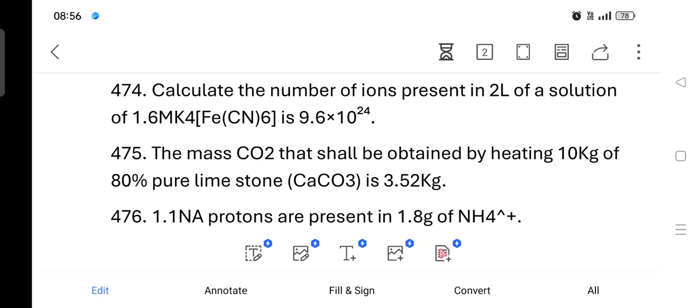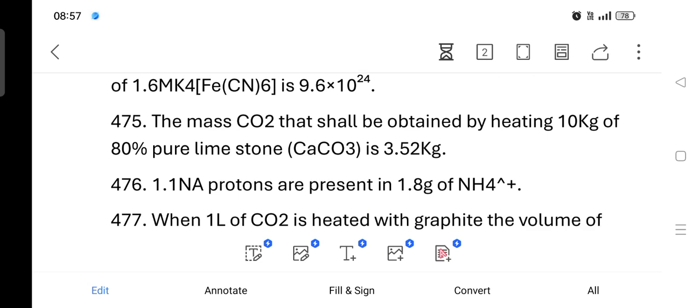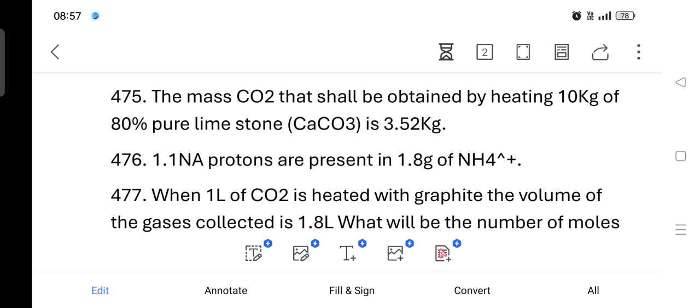Calculate the number of ions present in 2 L of a solution of 1.6 M K4[Fe(CN)6]. It is 9.6 into 10 to the power of 24. The mass of CO2 that shall be obtained by heating 10 kg of 80% pure limestone CaCO3 is 3.52 kg.